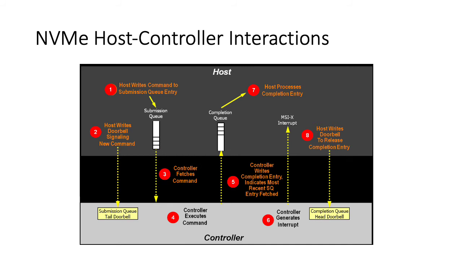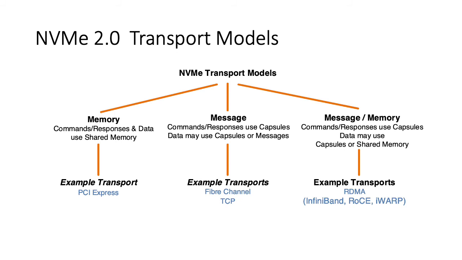NVMe was defined for PCIe and was later extended to other types of fabrics. With PCIe, that's the situation we've just seen, where submission and completion queues are in memory mapped address space, and DMAs are used to transfer data. On Fabrics, the NVMe commands are represented in message-based systems using so-called capsules, and data are transferred either using those capsules or messages on top of TCP, and shared memory on top of RDMA.